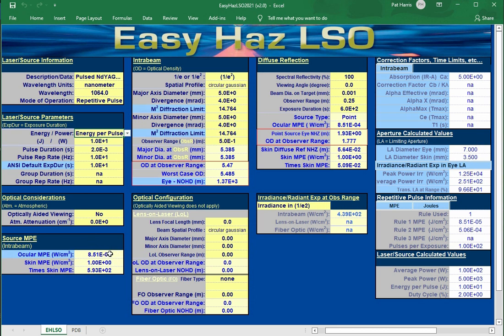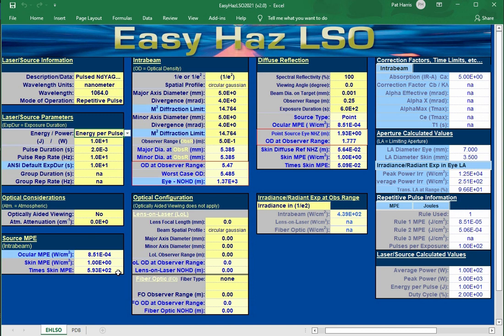So we have an ocular MPE of 8.51 times 10 to the minus 4 watts per square centimeter, or 0.85 milliwatts per square centimeter. Skin MPE is 1 watt per square centimeter. The irradiance of the laser is almost 600 times the skin MPE. So is this a skin hazard? Absolutely. It is a major skin hazard.